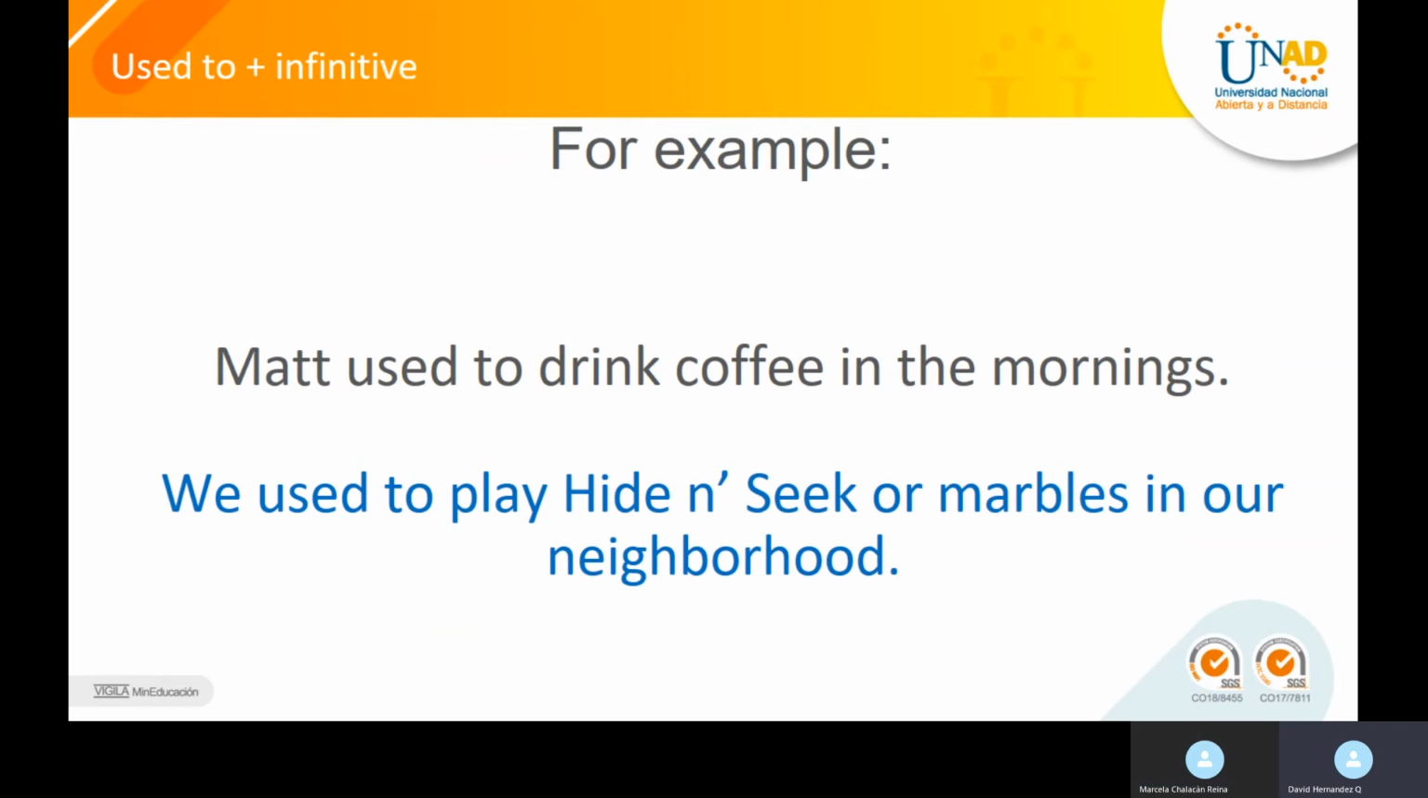Now he doesn't drink coffee anymore in the mornings. So Matt used to drink coffee in the mornings. And the other example is we used to play hide and seek or marbles in our neighborhood. Okay, so those are things that the subject, in this case Matt or we, do not do anymore. They are past routines.